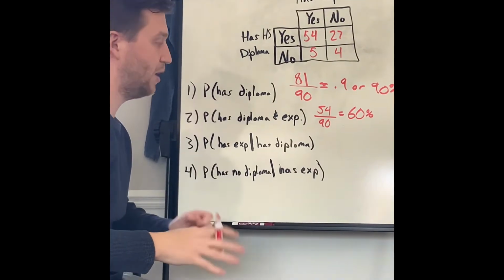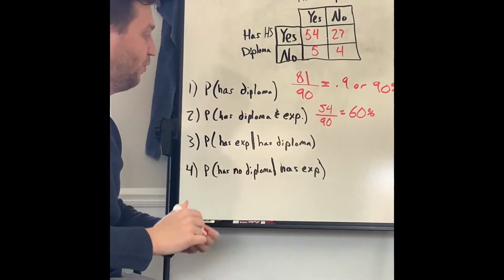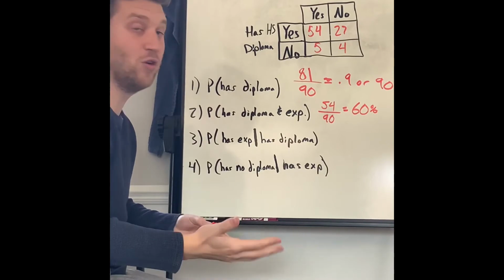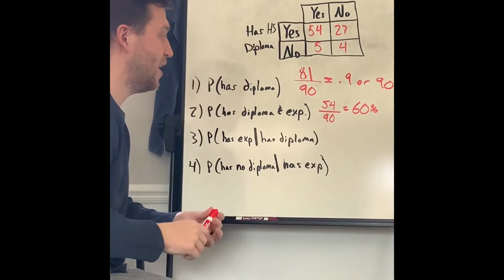All right, for those of you that are at home trying this on your calculator, you would do 54 divided by 90. It would give you a decimal. Move the decimal 2 places to the right, and that would give you your percent.